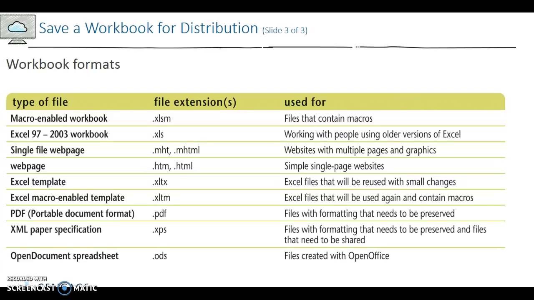So here's some information concerning workbook formats. Remember that .xls is an older version of Excel, but if you save it as .xlsm, that means that it may contain macros. HTM or HTML is a web page. And you can see that there are a lot of different versions or file extensions you can save it as. When you go to Save As, you can use the drop-down to save it in a certain format.